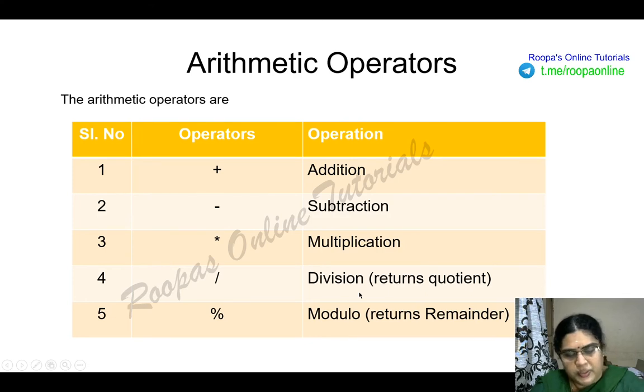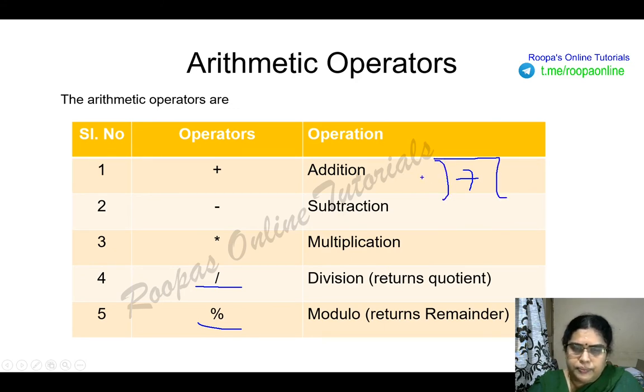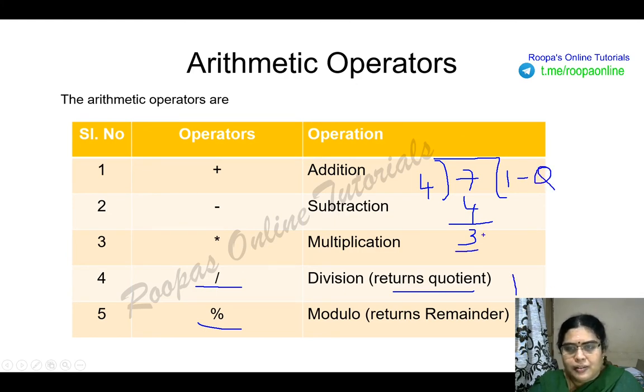So what's the difference between these two? It's a common question: what's the difference between a division and a modulo symbol? For example, if I take the number 7 and put 4 here, 4 ones are 4, and I get 3. The division will return a quotient, which here is 1. And the modulo is going to return a remainder. Which is the remainder here? 3.